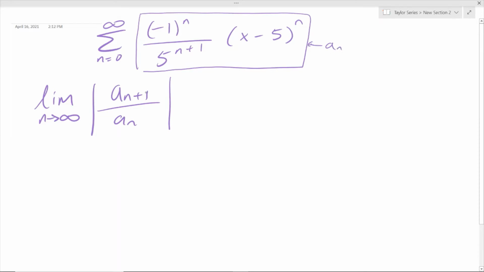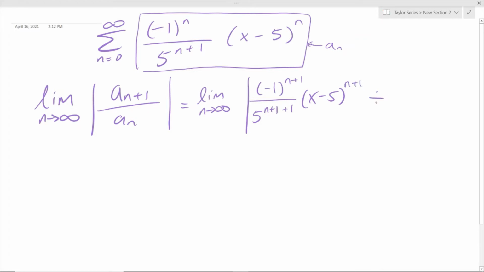So for an plus 1, we have to take the n's and add 1 to it. So we're going to do that, and doing that we are going to get -1 to the n plus 1. This n becomes n plus 1. It's 5, this is n plus 1. This n is going to be n plus 1, so we have to add another 1 as well. And then here it's x minus 5, and then n plus 1. And we have to divide this by basically the original one. So we just have to copy this.